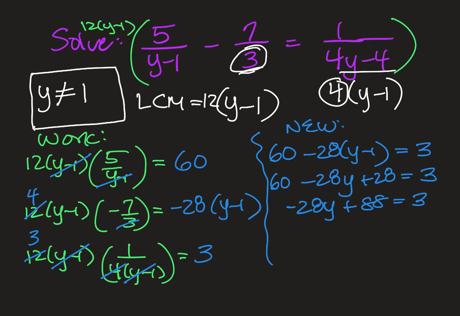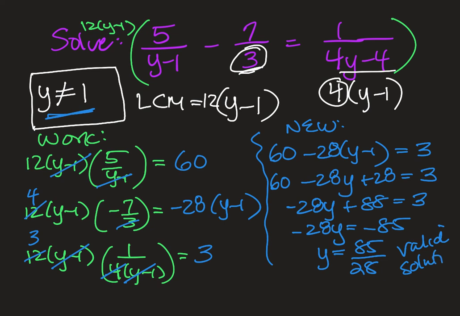So next I'll bring my 88 over. So I have a negative 28y. Doesn't look like it's going to come out nice and whole, and that's okay. I don't think we're going to have to worry about getting a 1, the value that makes it undefined. And then lastly, we're going to divide out that negative 28. So we're going to end up with, I think, 85 over 28. I can't think of anything that goes into both of those, so I'm going to leave it just like that in fraction form. So the only thing I really have to check is to make sure y wasn't equal to 1, and that's definitely not a 1. So this is a valid solution. So we can circle it.